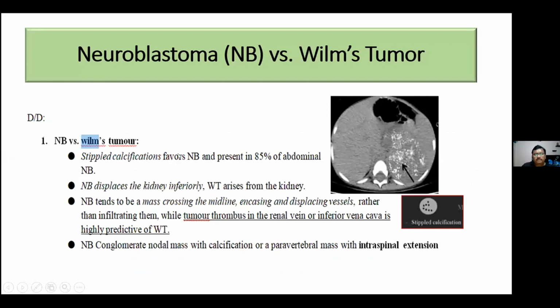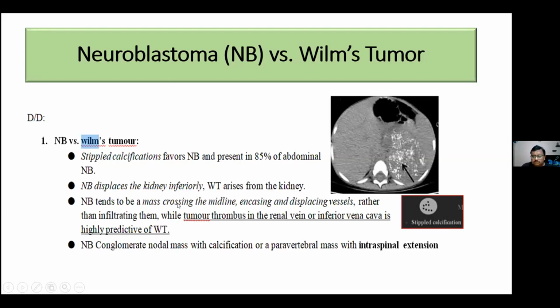Just one important point I want to say, because this is more of CT and not of PET, that some particular features differentiate between a neuroblastoma and a Wilms tumor. Stippled calcification is more likely neuroblastoma and less of Wilms tumor. Neuroblastoma displaces the kidney inferiorly. The Wilms tumor arises from the kidney.